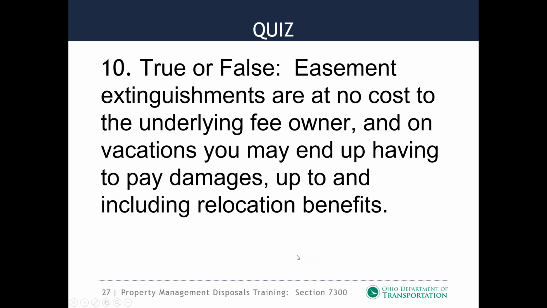Number 10, true or false? Easement extinguishments are at no cost to the underlying fee owner, and on vacations, you may end up having to pay damages up to and including relocation benefits. Everybody's saying true. Well, you guys are great listeners because it is true. If we are extinguishing an easement to someone, we extinguish it to the underlying fee owner. We do it at no cost.